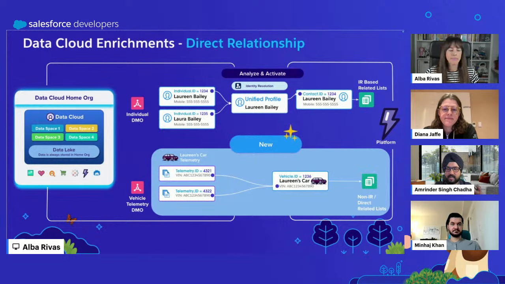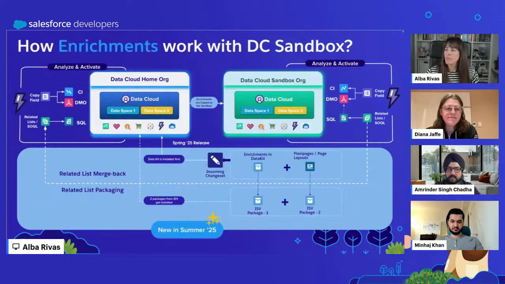We are also expanding or generalizing copy field enrichments. We'll be supporting a lot more objects for both related list enrichments and copy field enrichments, and we'll be supporting many other Salesforce objects pretty soon. So things like opportunity, etc., will also be supported. If you can move to the next slide, please.